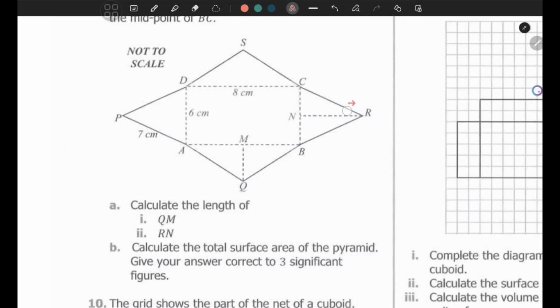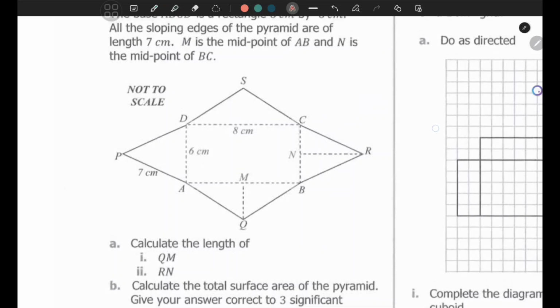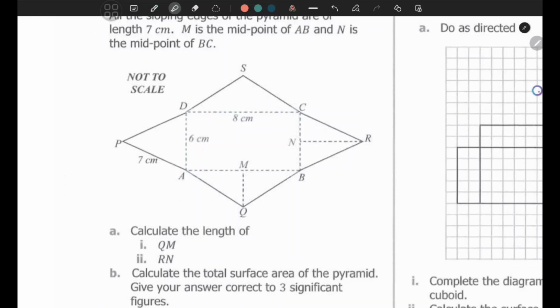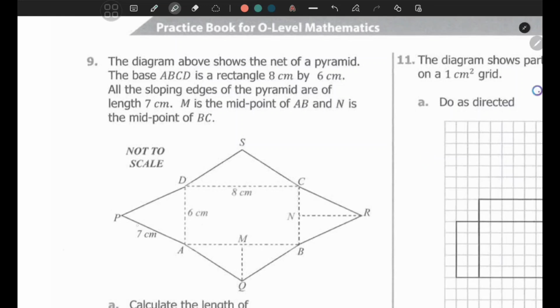So, we have this length as 6, we have this length as 8, right? And we have this length as 7, therefore this length is also going to be 7, this will also be 7, this will also be 7. So now that we have this length, we can take this as 7.